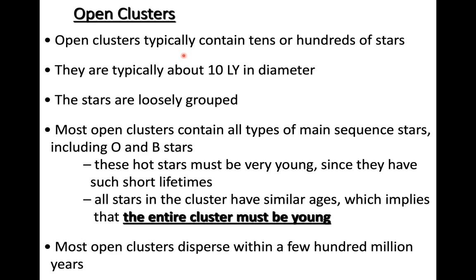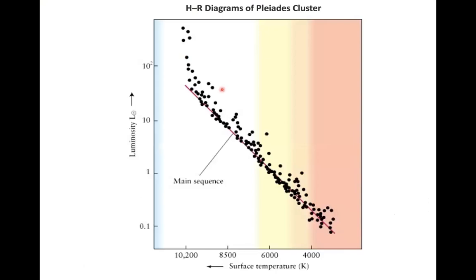And most open clusters contain all types of main sequence stars. Remember that if I show you an HR diagram, here is an HR diagram, and here is the main sequence of the HR diagram. You can see that in the HR diagram, you normally have all types of stars, which means starting from this lower right hand corner up to the top left hand corner on this line, it is filled with stars. So what that means is you have all kinds of stars with different temperatures and different luminosities, right? So that is the idea.